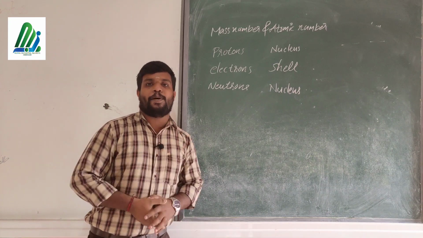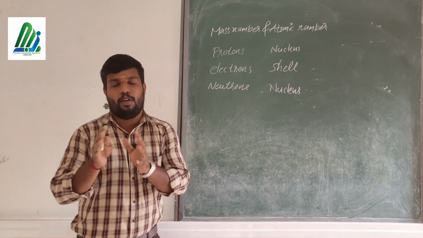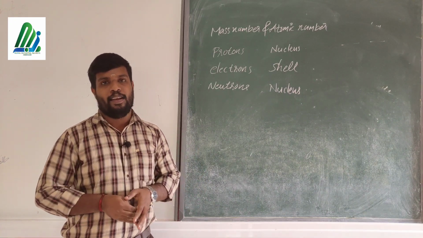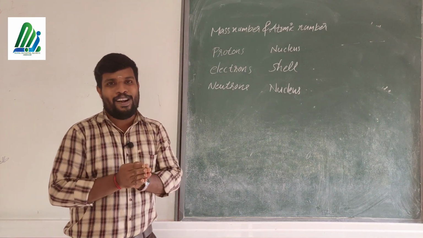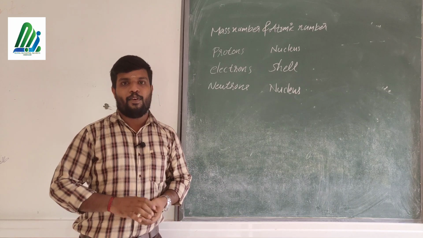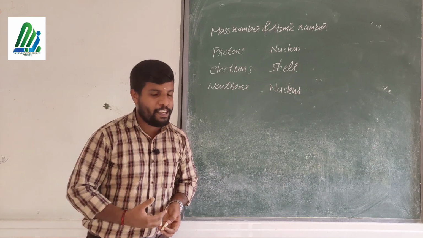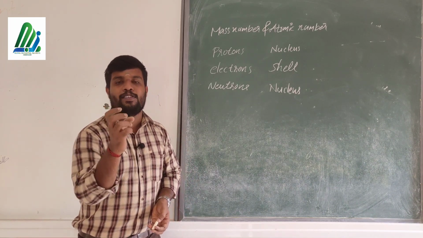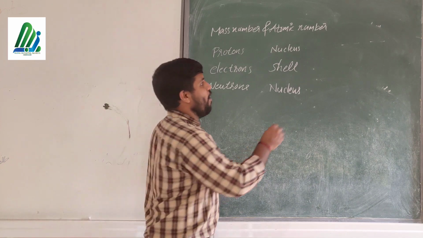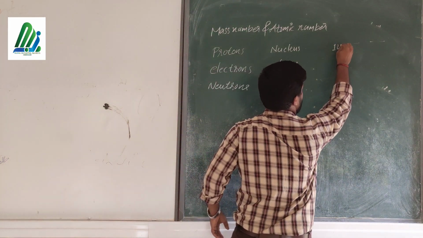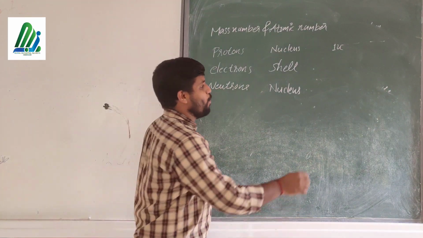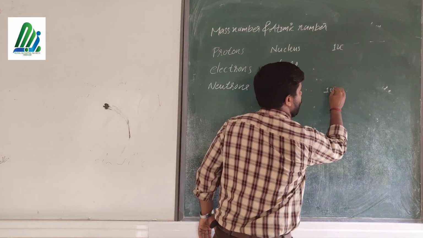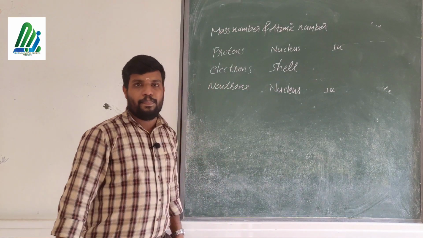For practical purposes, for easier calculation, we are considering the mass of one proton as 1 unit. For the easiness, for the practical purpose, the mass of a proton is 1 unit. And the mass of a neutron is also considered as what? It is also considered as 1 unit.